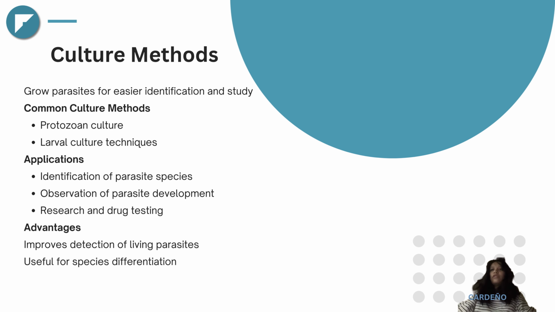Culture methods are essential for growing parasites under controlled laboratory conditions. 2 common approaches are protozoan culture and larval culture techniques. Applications include identification of parasite species, observation of parasite development stages, and research and drug testing, where cultured parasites serve as models. The advantage of culture methods is that they improve detection of living parasites and allow species differentiation. For example, culturing Entamoeba histolytica helps distinguish it from non-pathogenic amoeba, which is critical for accurate diagnosis.